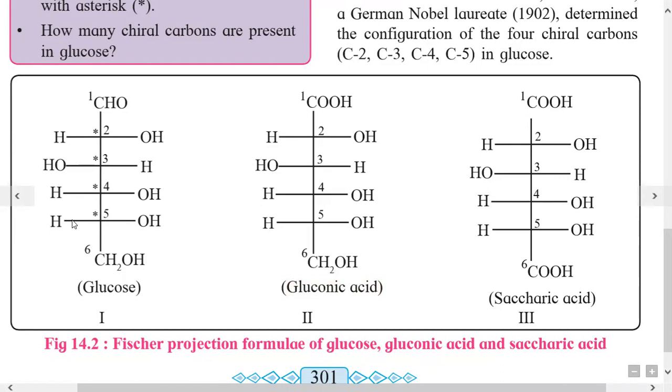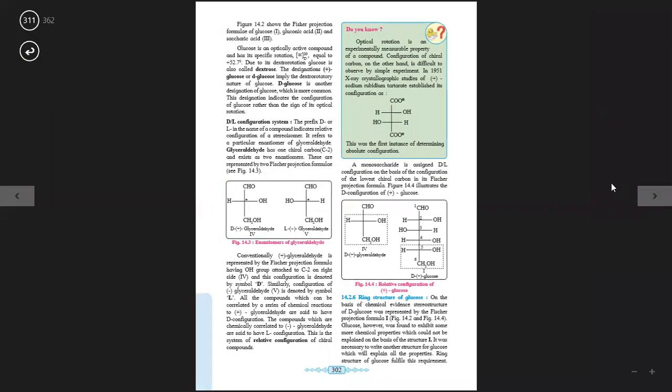Then in saccharic acid, the aldehyde group in glucose is oxidized into a COOH group. Similarly, the primary alcoholic group is also oxidized into a COOH group. So the first carbon and the sixth carbon atom have the COOH group, that is a carboxylic group, and the remaining have secondary alcoholic groups. Here again the central carbon atom is not shown. It is shown with a cross line, a horizontal and vertical line. So these structures are called the Fischer projection formulae for the glucose molecule.